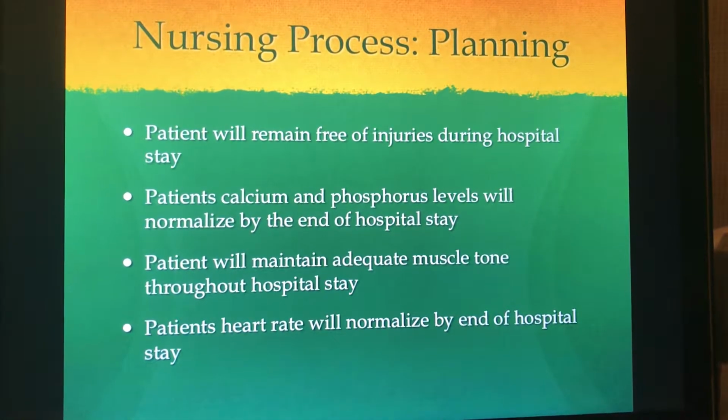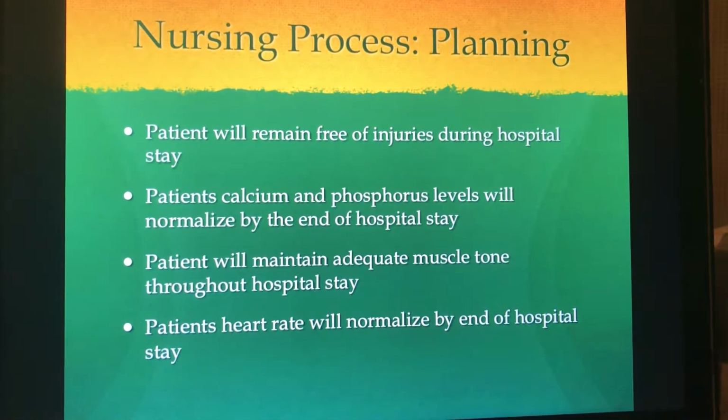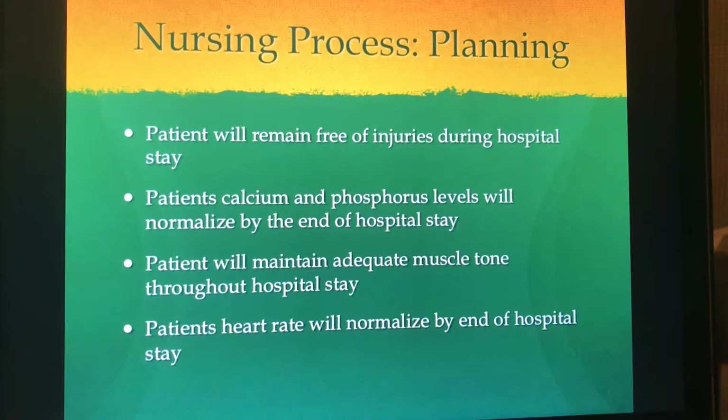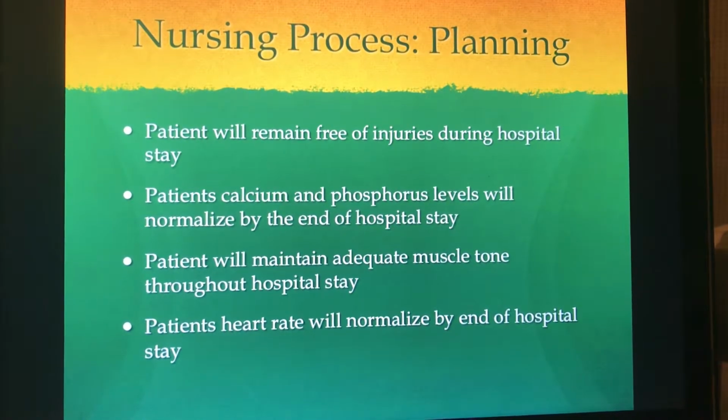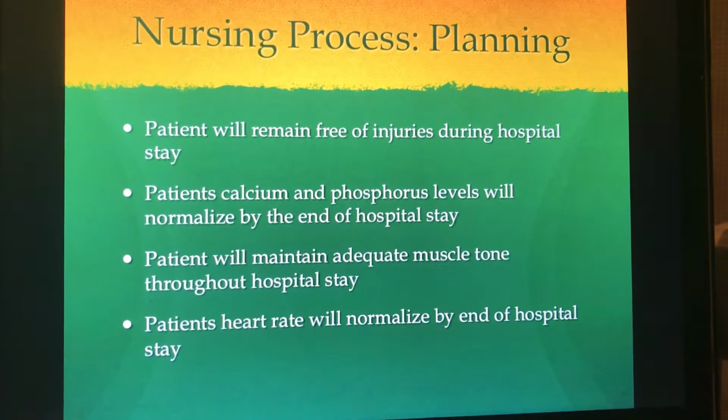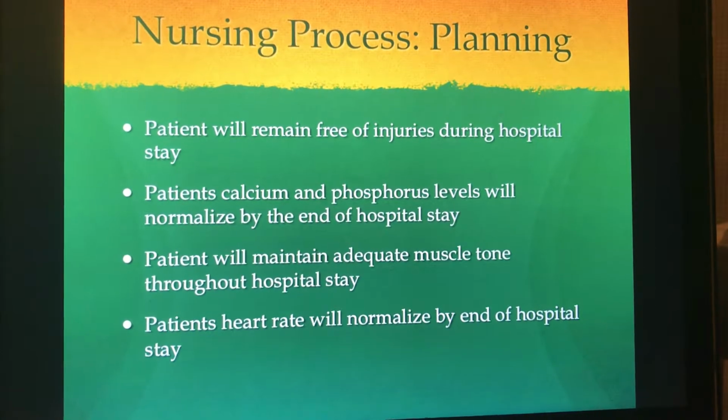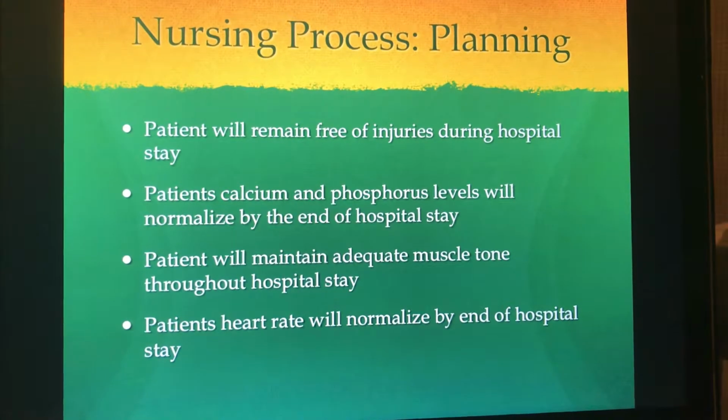When planning care for these patients, your goals will be for the patient to remain free of falls during the hospital stay. Patients' calcium and phosphorus levels will normalize by the end of the hospital stay. They will maintain adequate muscle tone throughout the hospital stay. You don't want them getting too weak. And the patient's heart rate will normalize by the end of the hospital stay.